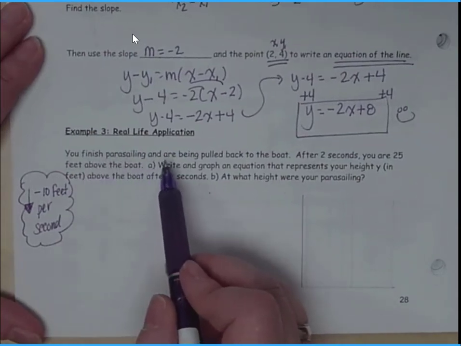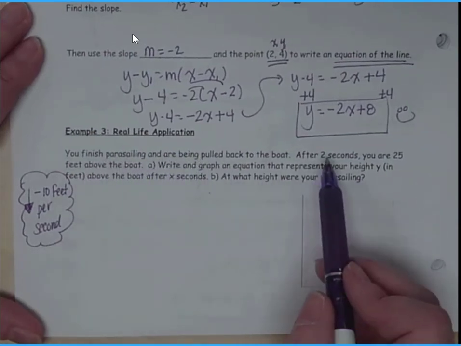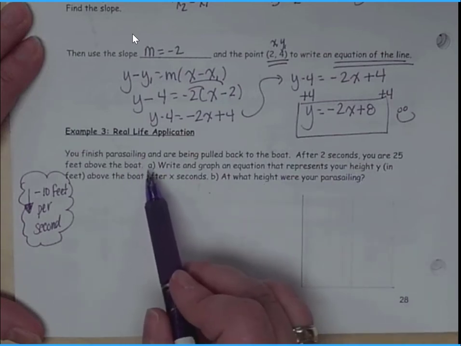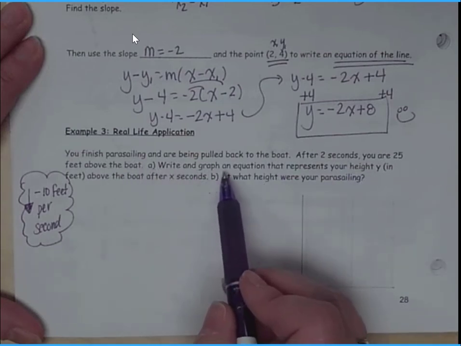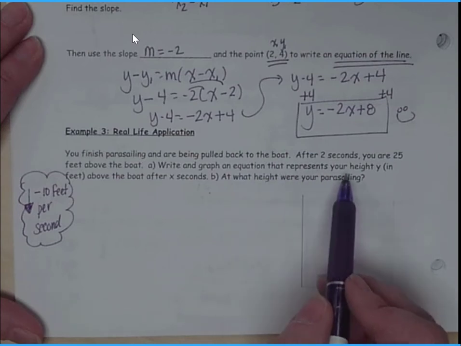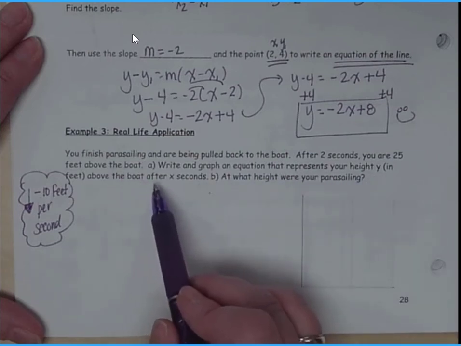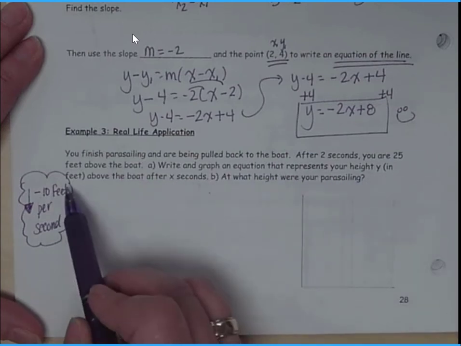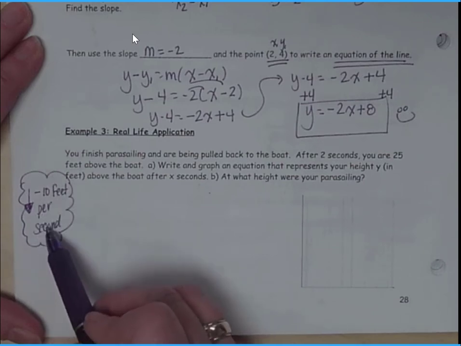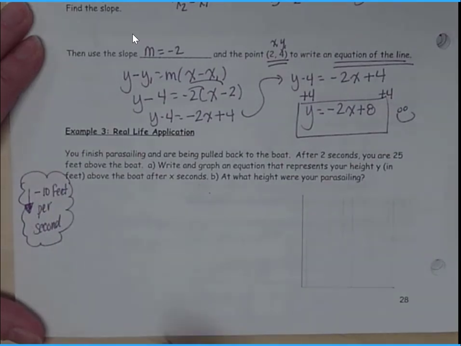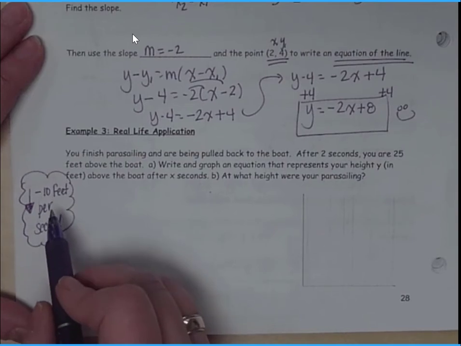So we finished parasailing after being pulled back to the boat. After 2 seconds, you are 25 feet above the boat. Write and graph an equation that represents your height y in feet above the boat after x seconds. So again, I apologize, this was left off. Not sure how I managed to do that, but accidents happen.